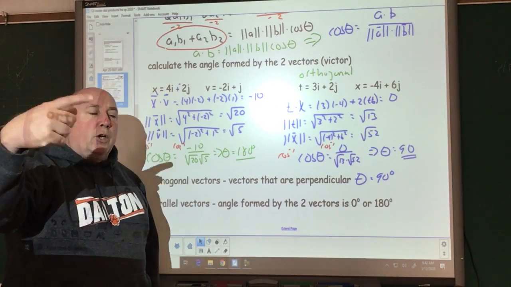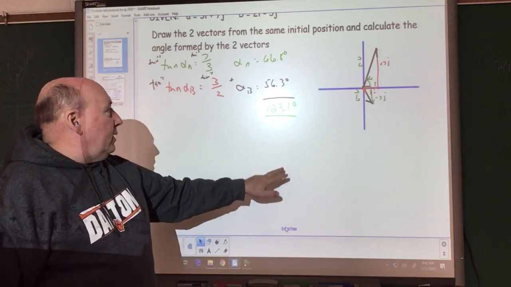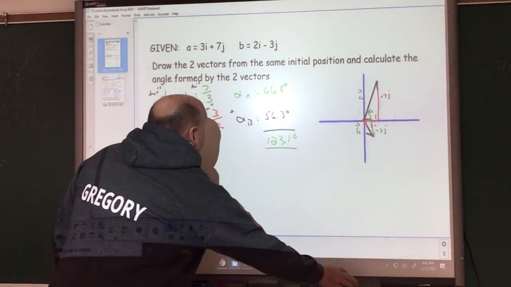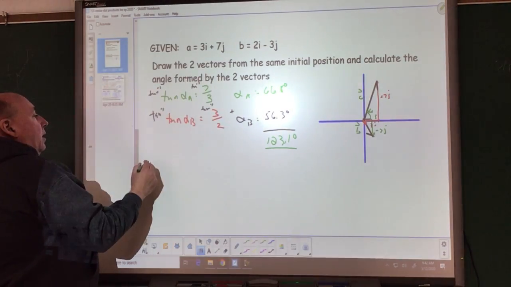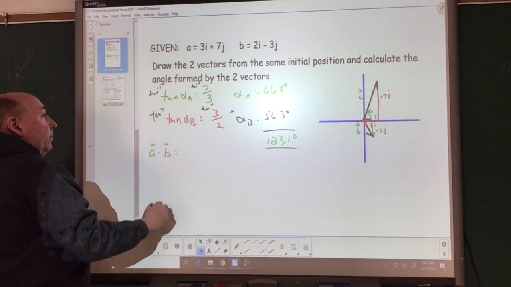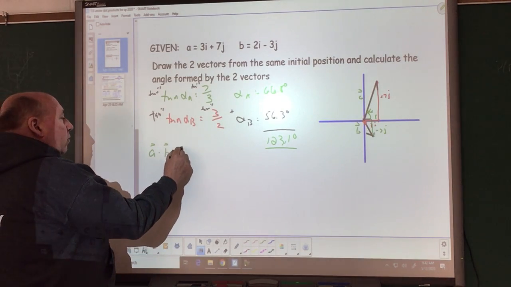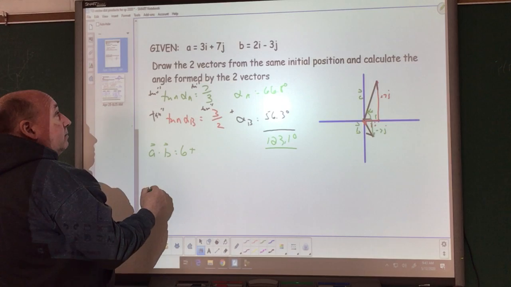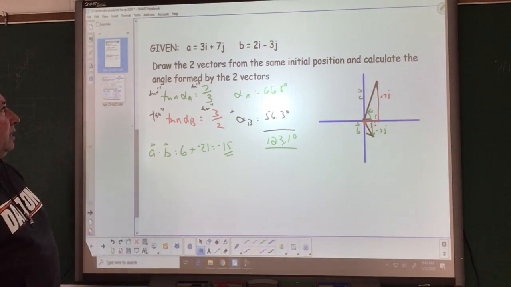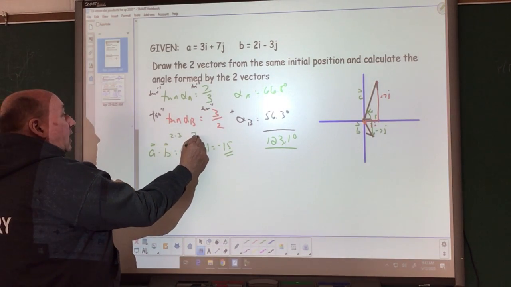Okay, what we're going to do is go to the front side here, and check our answer that we did here and come down to 123.1 degrees. Let's look at our two vectors, A dot B. Let's find the dot product. We have 2 times 3, which is 6, plus 7 times negative 3, which is negative 21. So we get a value of negative 15.